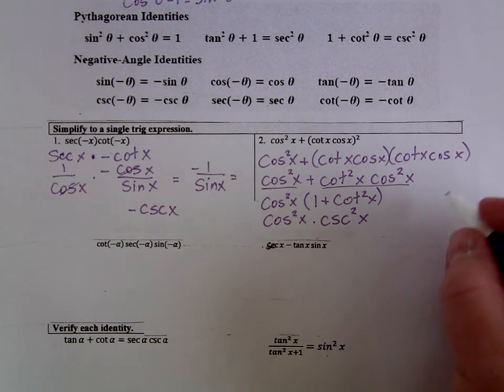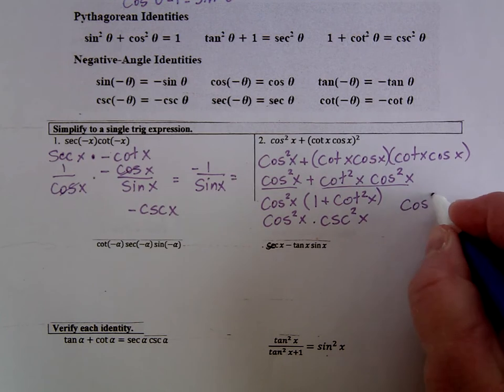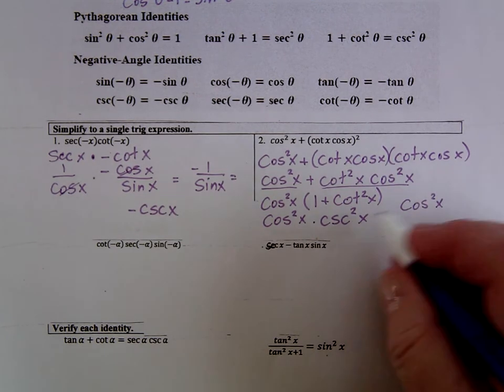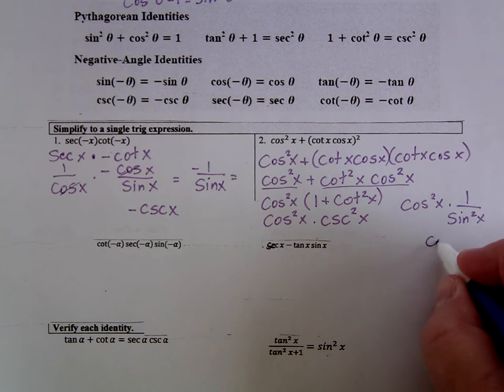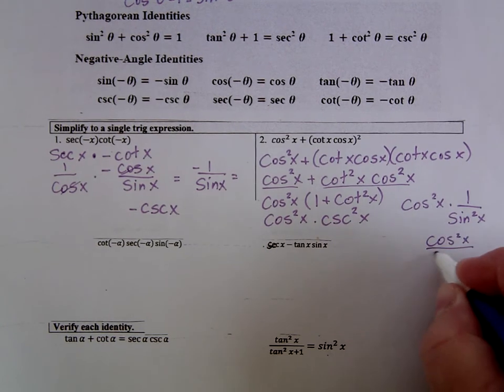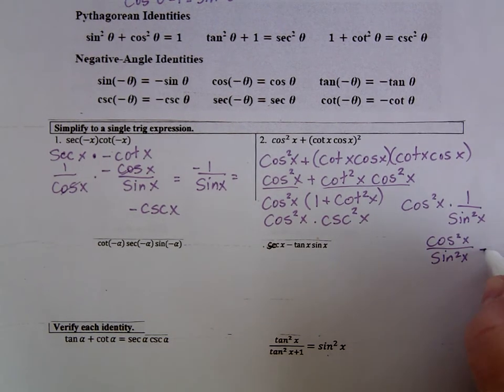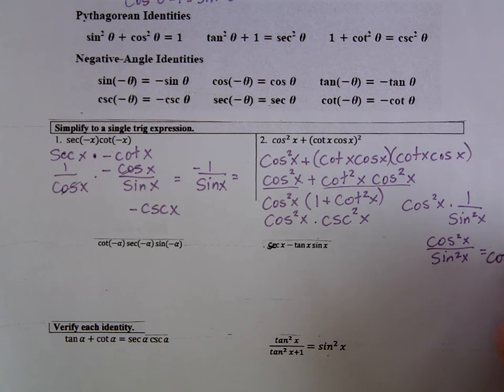And then I change things into terms of sines and cosines. Cosine stays a cosine squared x. Cosecant becomes 1 over the reciprocal, sine squared x, which gives me cosine squared x on top, sine squared x on the bottom, and that is cotangent squared x.